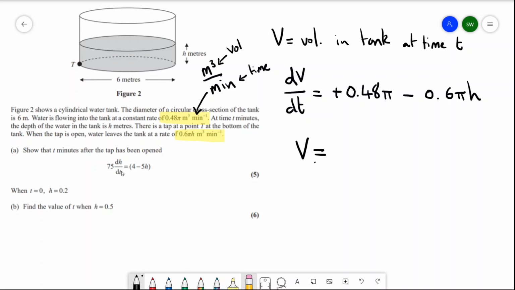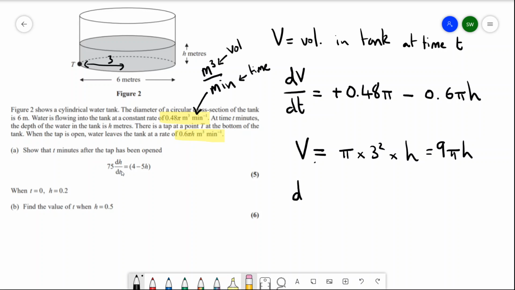So if we think about the volume of water in the tank, the volume of the water in the tank is just going to be the volume of this grey cylinder here in this question. So the radius of the cylinder is 3. So we can use the formula for the volume of a cylinder. It's going to be pi times the radius squared times the height of the cylinder, or we could write that as V equals 9 pi h. So now we've got an equation linking V and H, which is what we needed.